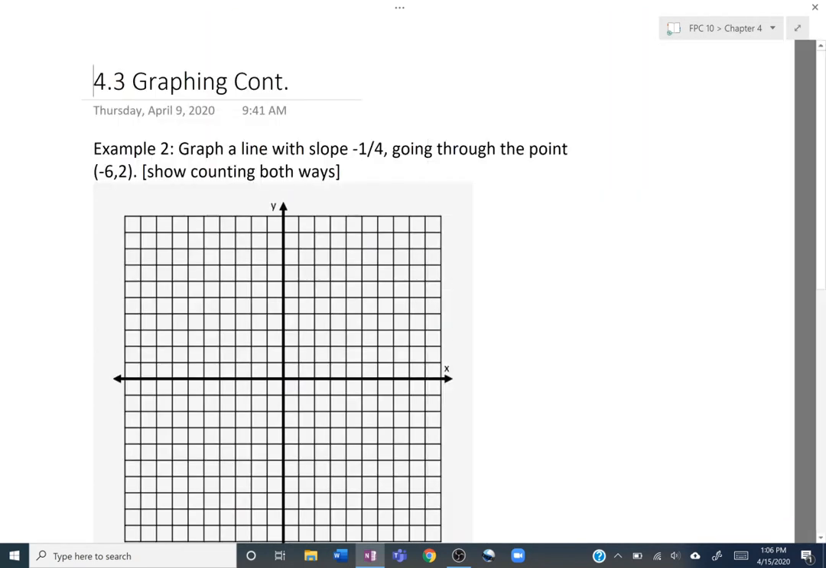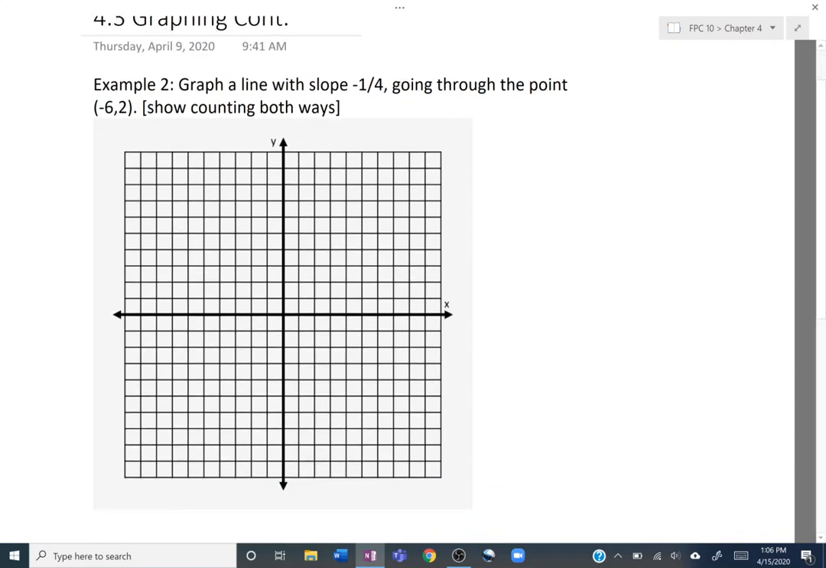Couple more examples. Graph a line with a slope -1 over 4 through the point -6, 2. And show counting both ways. That's just a little note to myself to remind me what to talk about for this example. So it's written a little bit oddly in the question, but our slope is a fraction this time, -1 over 4, which again, we just think about as rise over run.